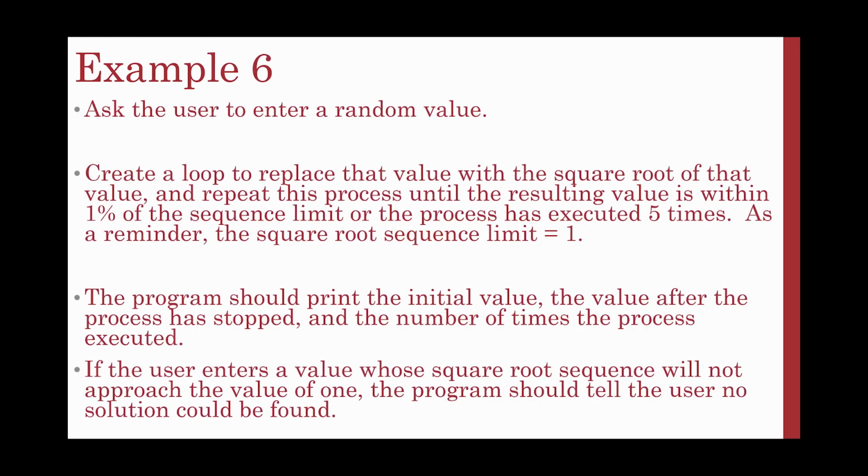So we're going to ask the user to enter a random value. We're going to create a loop to replace that value with the sum of the square root of that value. We're going to repeat this process until the resulting value is within 1% of the sequence limit, or the process has executed 5 times.